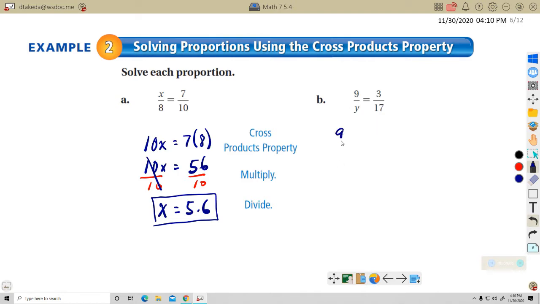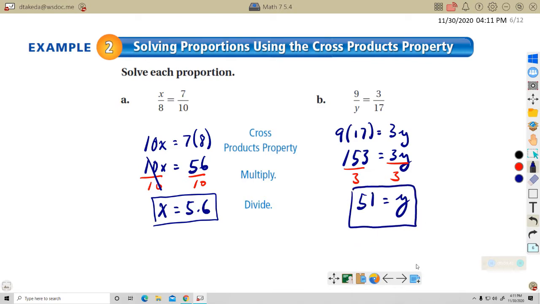9 times 17 equals 3 times y. And 9 times 17 is 90 and 63, 153. I did that in my head. I'm super proud. So 153 equals 3y, dividing both sides by 3. y on the right, on the left, 150 divided by 3 is 50. 3 divided by 3 is 1, so 51. y is 51.